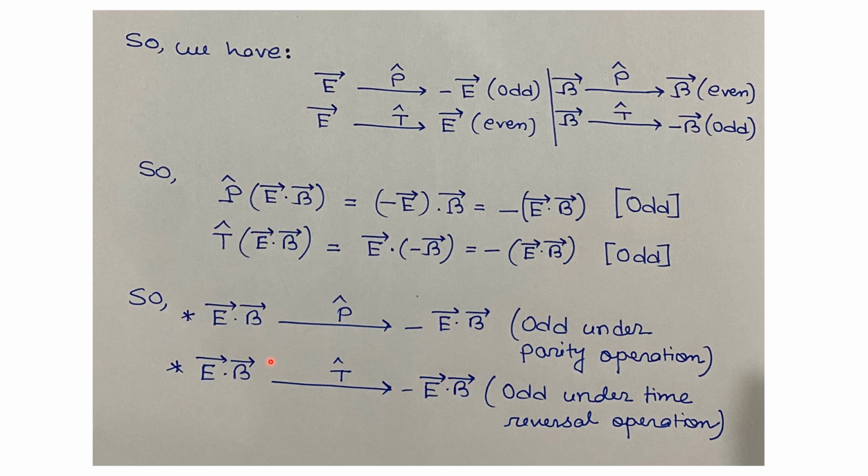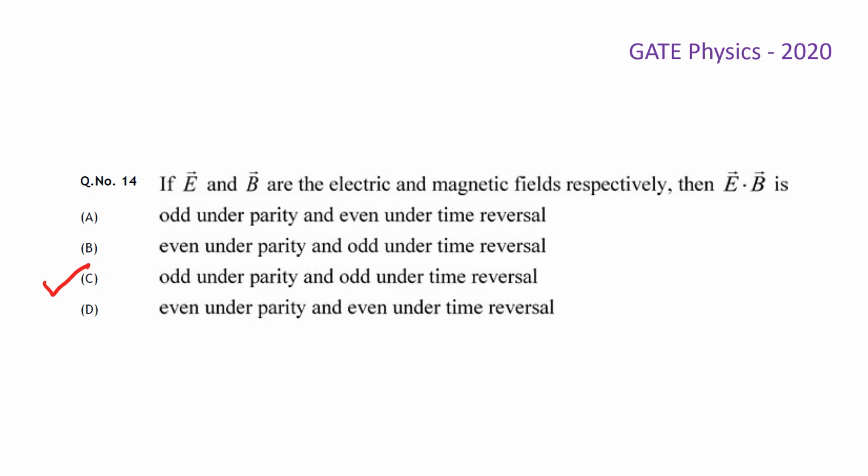So effectively, what we are getting is that under parity operation, E dot B will become minus E dot B, that is, odd under parity operation. And under time reversal operation, this quantity E dot B will also become minus E dot B. So it is odd under time reversal operation as well. So according to our solution, E dot B is odd under parity and odd under time reversal. So our option C is the correct option for this question.